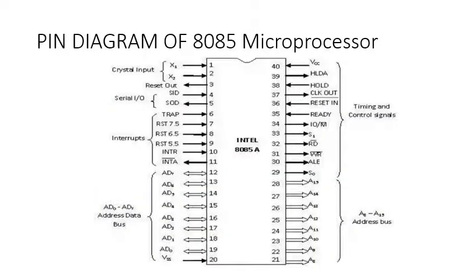The figure shows the pin diagram of the 8085 microprocessor. Let me give a detailed explanation of each and every pin of the 8085 microprocessor. As I told in the previous slide, the 8085 microprocessor is a dual inline package integrated circuit, IC, and it consists of 40 pins. The functions of each of the 40 pins are discussed in detail now.